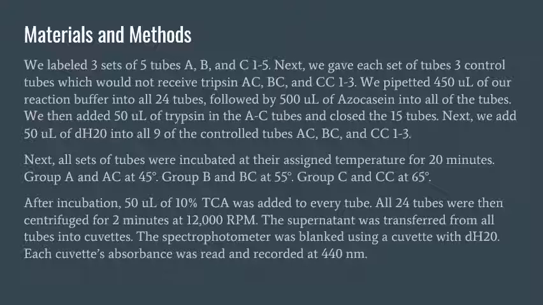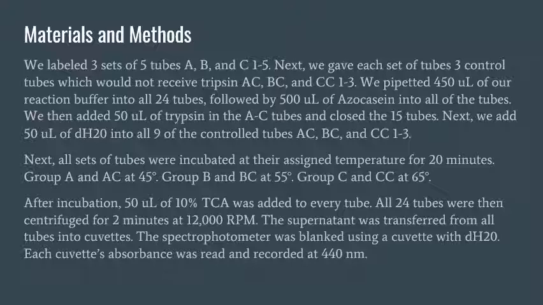So like I said earlier, we labeled 3 sets of 5 tubes. We labeled them A, B, and C, and since we have 5 replicates, they were A, B, C, 1 to 5. Next, we gave each set of tubes 3 control tubes which would not receive trypsin, and we labeled them AC, BC, and CC 1 to 3.